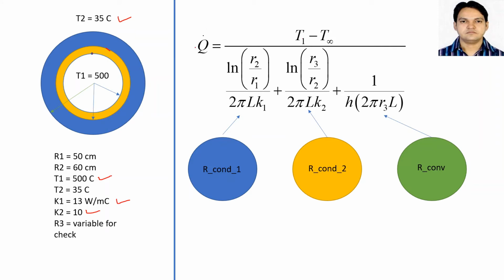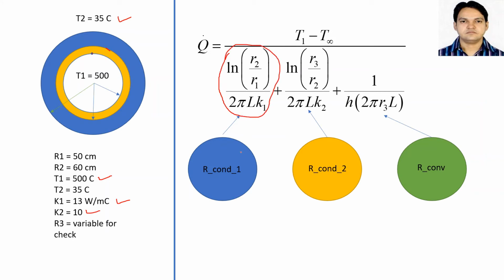The heat transfer equation, as you know, is Q equals delta T upon R total. In R total, we have three resistances here. One is the conduction resistance offered by the pipe material itself, which is ln R2 upon R1 divided by 2 pi L K1. As R1 and R2 are constant and the conductivity of the steam carrying pipe is given as 13 watt per meter Celsius, this conduction resistance 1 will remain constant.